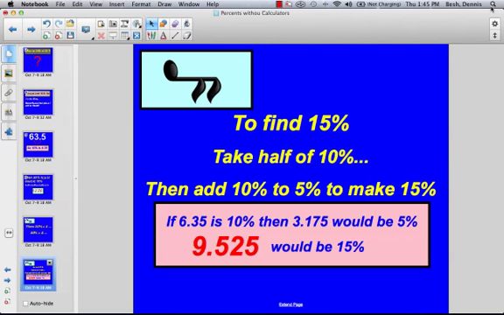Another side note is, what if you had to find a denomination like 15%? Well, you simply have to take half of 10% to find 5%. Common sense. Then add the 10% and the 5% to make 15. So if 6.35 in the problem was 10%, then half of that would be 3.175. And then the 10 and the 5 add up to be 9.525.